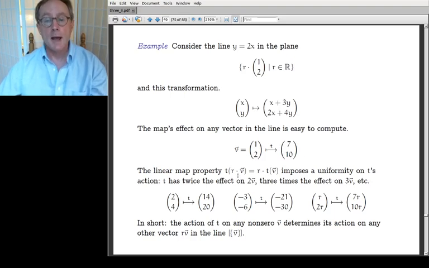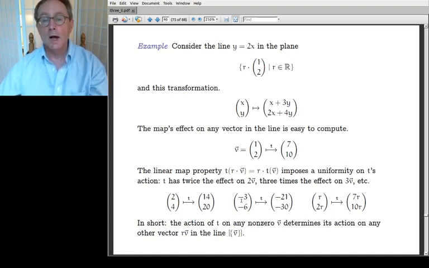And then the linear map property that T of r times v is r times T of v imposes a uniformity on what T does. What is T going to do to twice v? It's going to do twice the thing. It's going to have twice the effect. What is T going to do to minus 1 times v? It's going to have minus 1 times the effect. What is T going to do to 100 times v? It's going to have 100 times the effect.